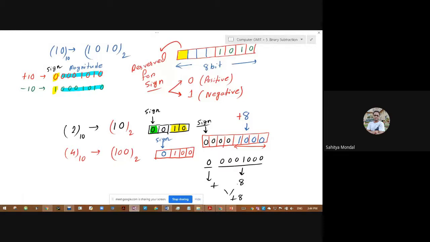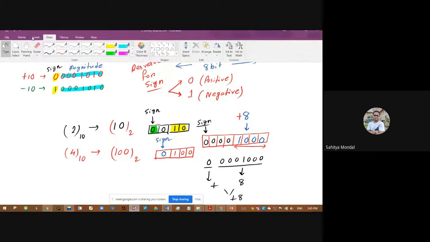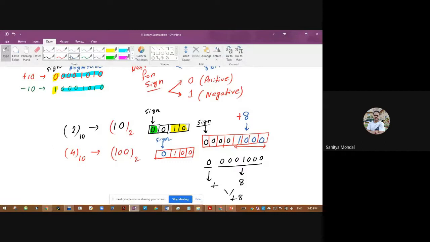No, it will not be wrong. Total 16 bits means the first 15 bits for magnitude and the leftmost bit for sign. That you have to maintain. Okay, understood? Any question from your end? So the sign magnitude part, I hope it is clear to you.